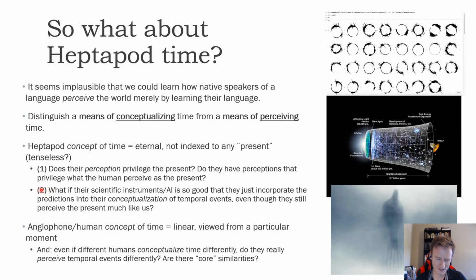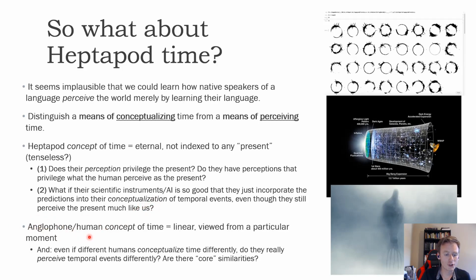Moreover, it might be the case that their scientific instruments or artificial intelligence are so good that they just incorporate the predictions that those improved scientific instruments give them into their conceptualization of temporal events, even though they still perceive the present much like we do. So if they expand their perceptual repertoire beyond what they individually have, then of course they might all of a sudden know that the world comes to an end in 20 billion years, and they might incorporate that into their conceptualization of time. But that's not the same thing as saying that they perceive the end of the world in 20 billion years. It might just be that they are able to make such predictions.